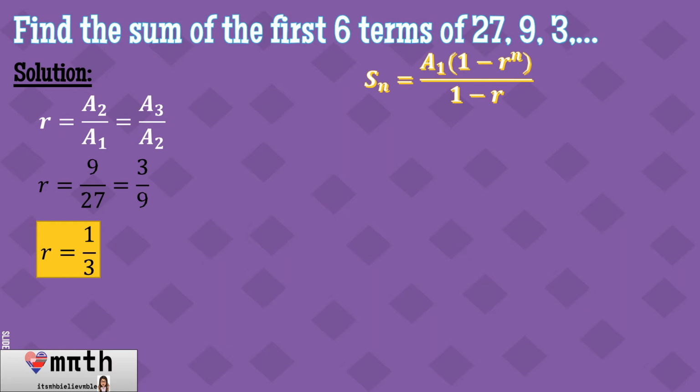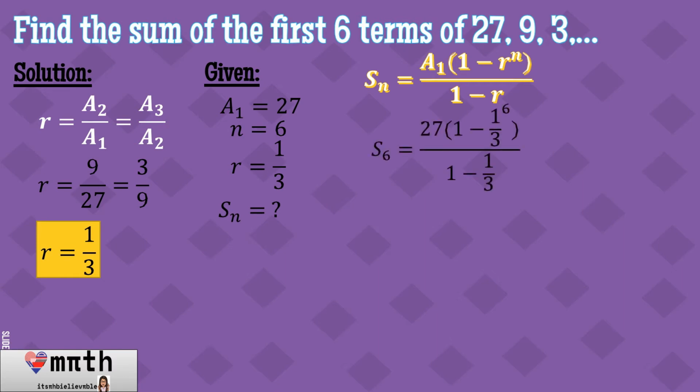Before we solve, let us find the givens, which is a sub 1 equal to 27, n is equal to 6, r is equal to 1/3, and we're going to look for the value of S sub n. Substituting the values from the given, that would be S sub 6 equal to 27 times 1 minus 1 over 3 raised to 6, all over 1 minus 1 over 3.